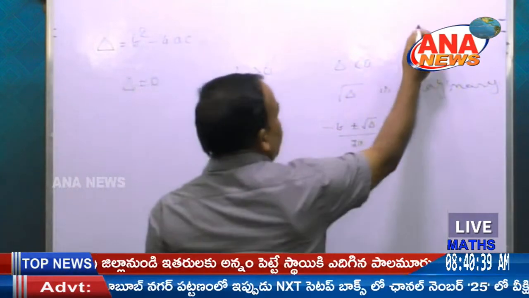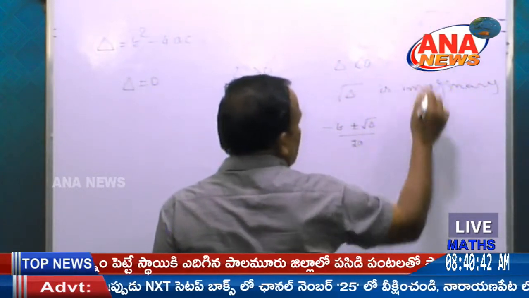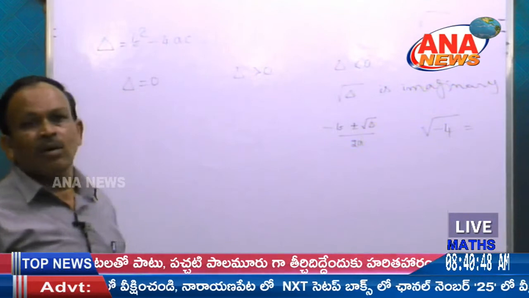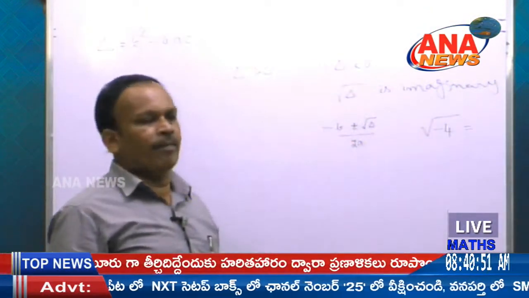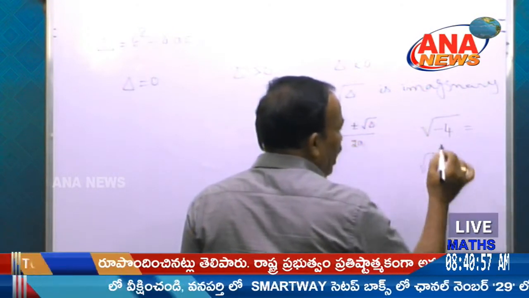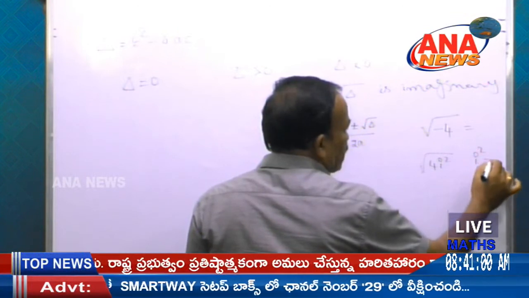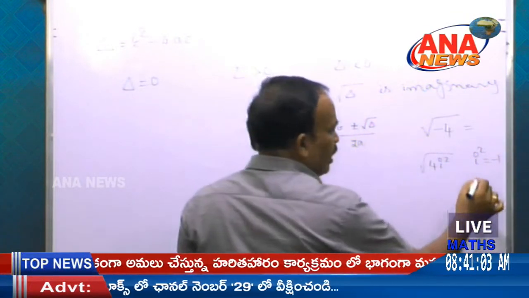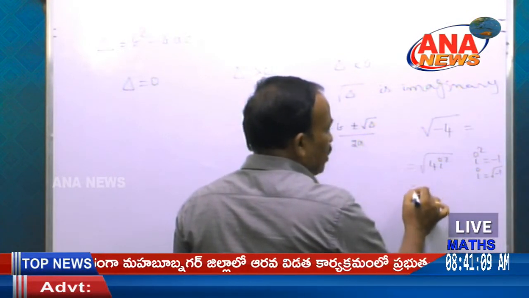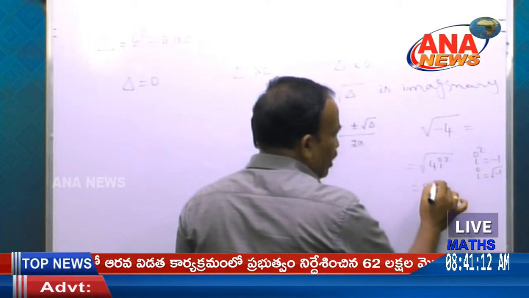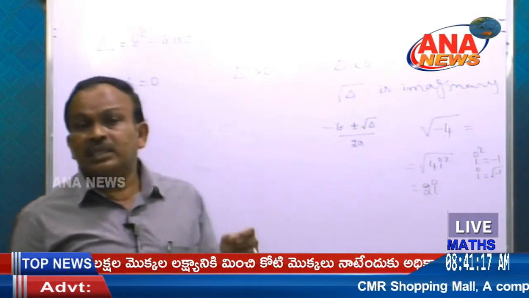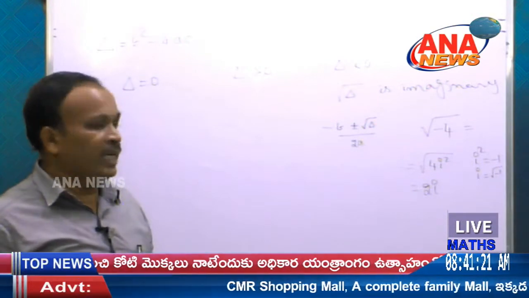Here, root over minus 4. What is its value? For this type of number, use i square, where i square is equal to minus 1, and i is equal to root over minus 1. So root over minus 4 is root over 4i square, clearly plus 2i. So root over minus 4 is 2i. The i indicates imaginary.